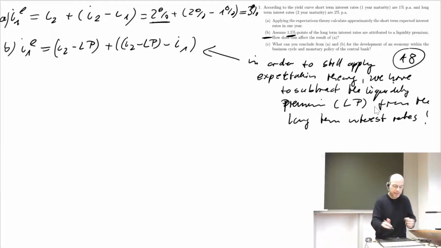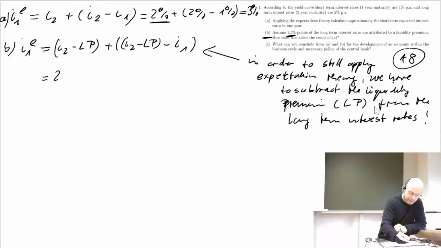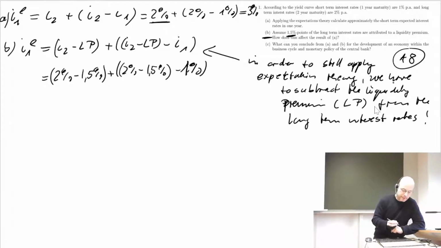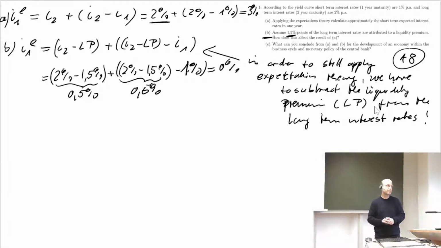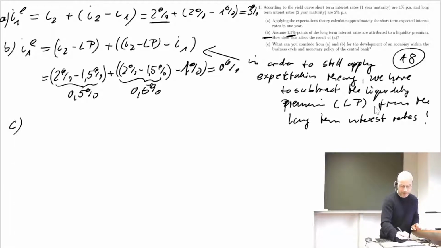Well, and if we insert this, then of course we obtain 2% minus 1.5 percentage points plus 2% minus 1.5 minus 1 minus 1. And so we have here 0.5 plus 0.5%, and this adds up then to 0. And now we should interpret both results.